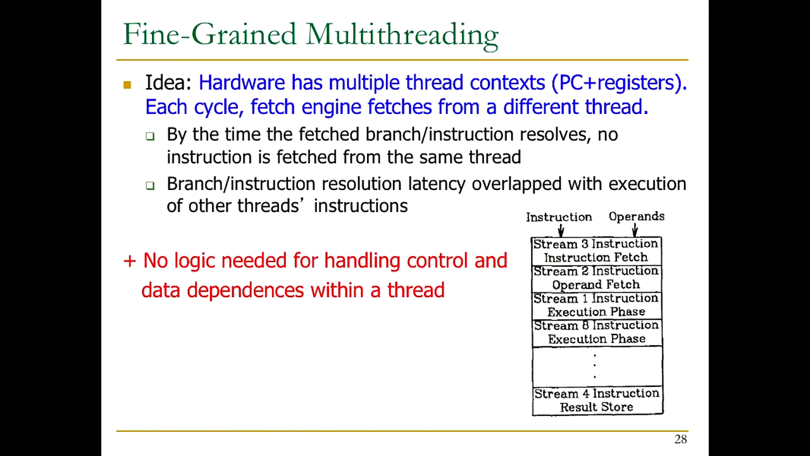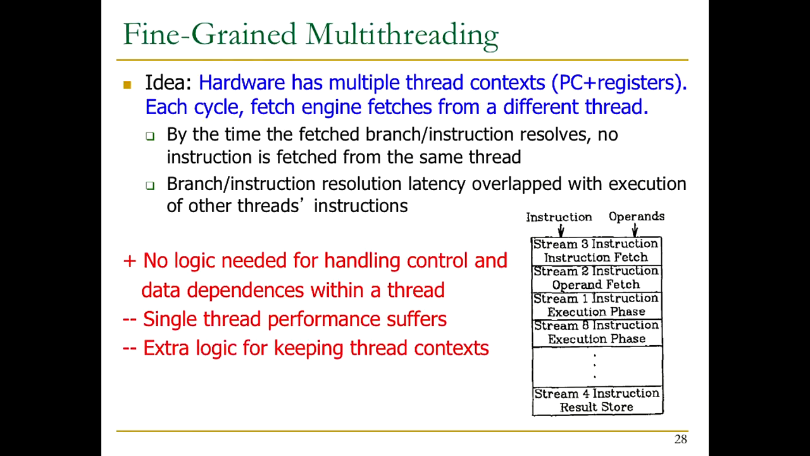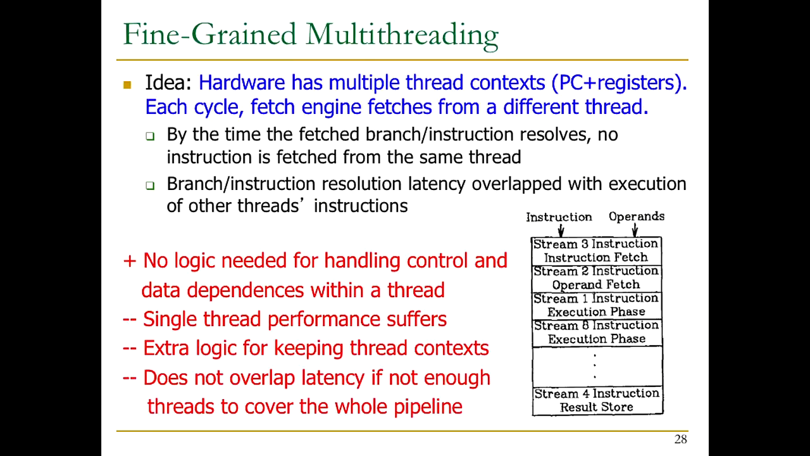So the big upside is there's no logic needed for handling control or data dependencies within a thread. Of course, the downside is single thread performance suffers. So if you really care about this particular thread, too bad. You're not going to have an instruction for n cycles later from this thread. So you're not utilizing the pipeline well for that thread. Of course, you need to have extra logic for keeping thread contexts, and that forms a scalability bottleneck for this. And of course, you do not overlap latency if there are not enough threads to cover the whole pipeline.